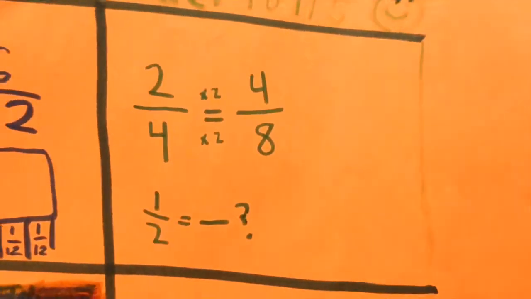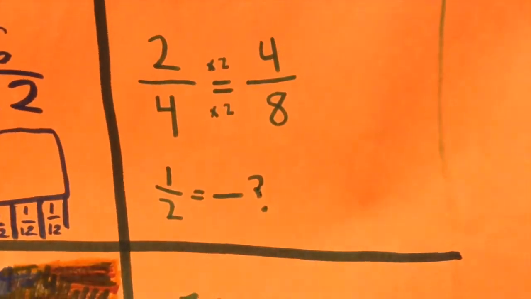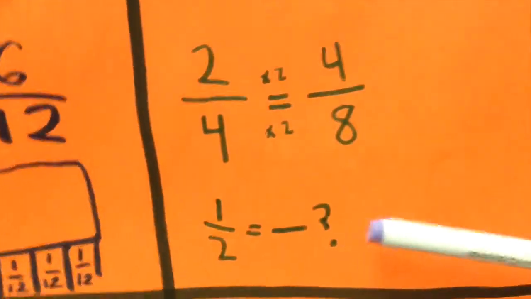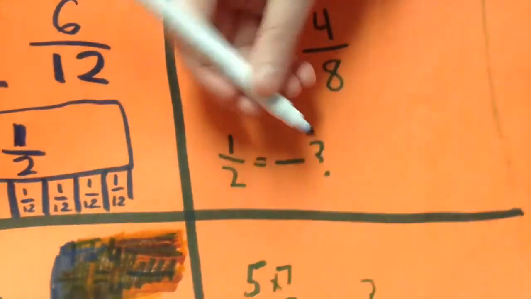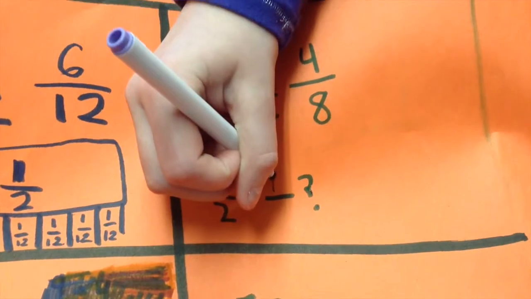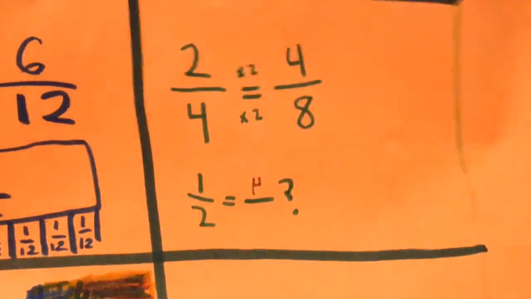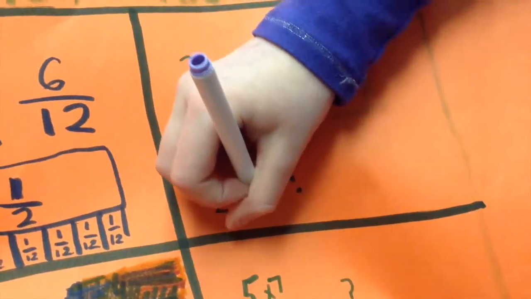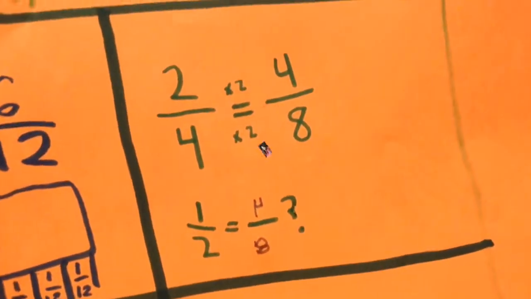Give me an example of an answer that you might have found for the 1/2. What could 1/2 be equal to? I would do times 4. Okay. Will you show me your work? Will you work this out for me? 1 times 4 equals 4. 2 times 4 equals 8. So 1/2 is the same as? 4/8. Very good.